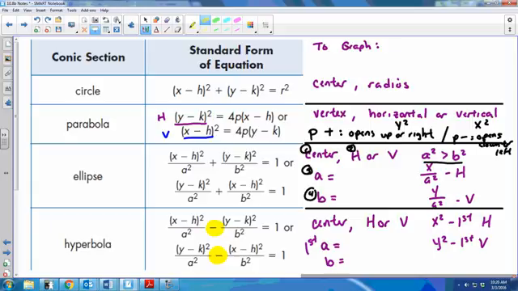So we've done all these things. Now it's just having to recall all of them at the same time. Any questions so far?